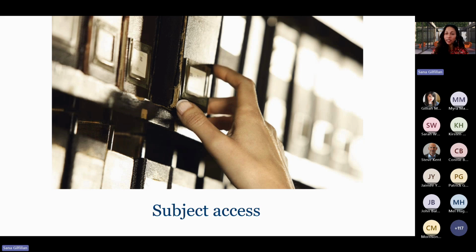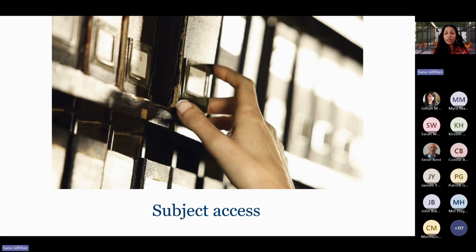First, let me explain where it's found. Article 15 talks about individuals' right to obtain for free confirmation that their personal data is being processed, and if they would like a copy of that personal data, it has to be provided to them. This right exists so that individuals can have an awareness of and verify the lawfulness of their personal data that's being processed.